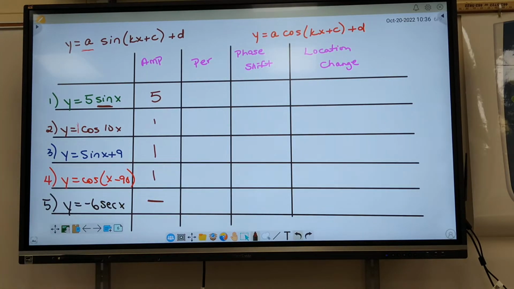Annie, you good? My number 3 is cotangent. I put sine. Are you on the right side? Am I on, or did I mess up? No, you're on the right side. Number 3 says sine x plus 9. I'm good.